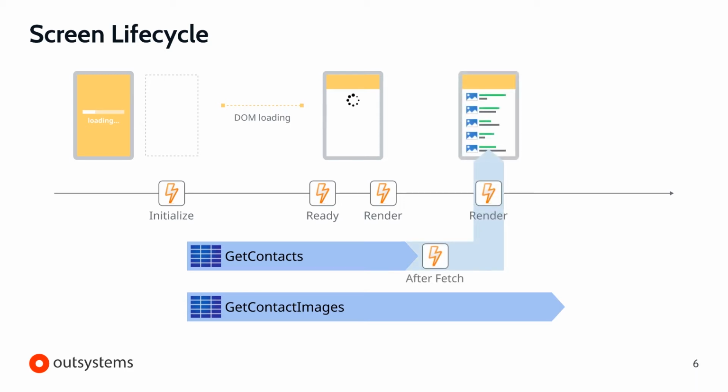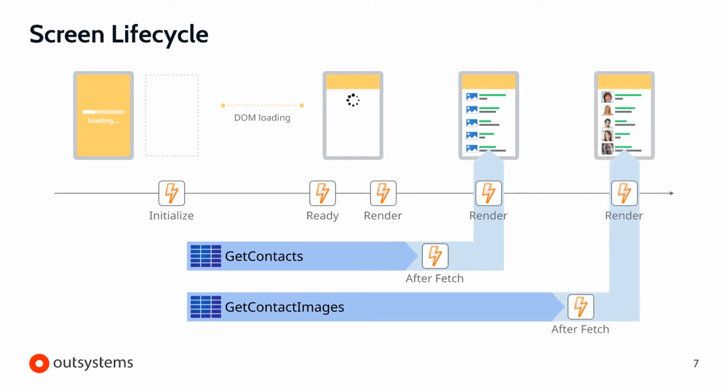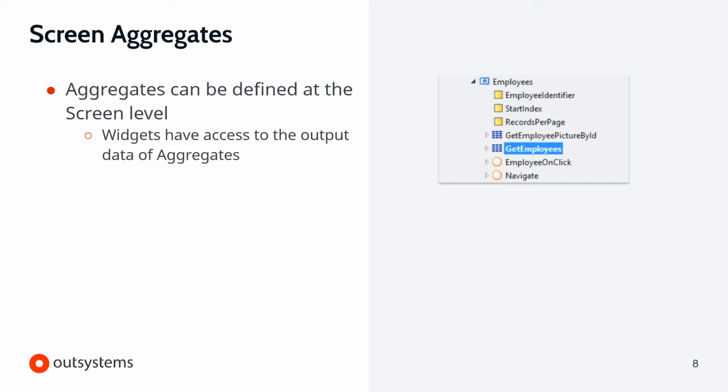Next, the first aggregate finishes and the screen renders again. The same thing happens when the second aggregate finishes. The screen renders again to display the new data. Aggregates are commonly used on screens to fetch the data that will be displayed to the end user. The widgets used to build the screen UI will have access to the aggregate's output data, allowing the developer to define the data to present.